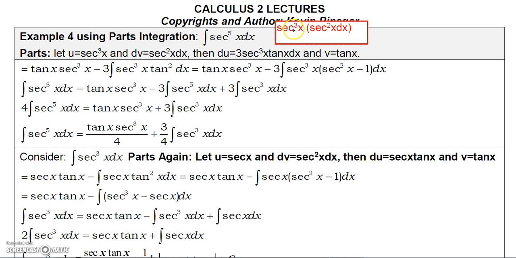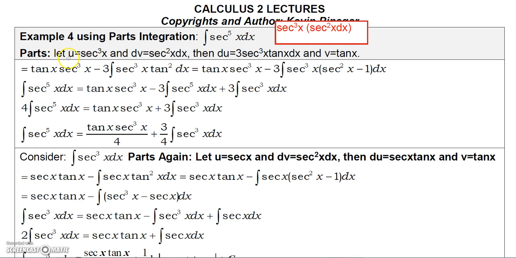So I'm going to let u equal secant cubed x, and I'm going to let dv equal secant squared x dx. With parts integration, I know if I integrate this, it will integrate nicely to tangent x. So I know that'll work out real good for my integration.